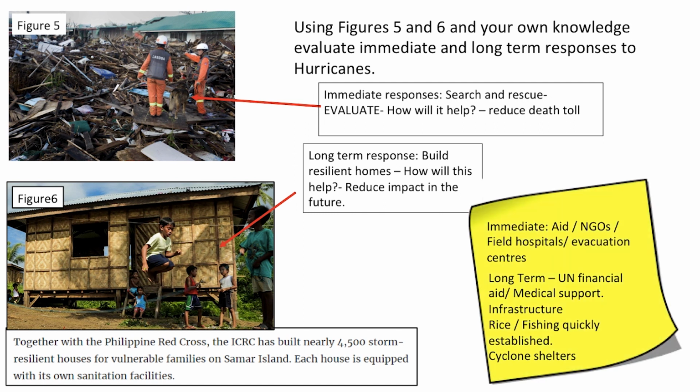Using my own knowledge, I know that some other immediate responses are to provide aid. Non-governmental organisations, NGOs, sometimes provide field hospitals or evacuation centres. Long-term, the United Nations financial aid can help support a country going forward. Infrastructure needs to be quickly repaired, and things such as rice and fishing needs to be quickly re-established. Long-term, building cyclone shelters provides safety for the locals should another cyclone or typhoon occur. Now that I've used both figures and my own knowledge, I'm ready to build up my response to that question.